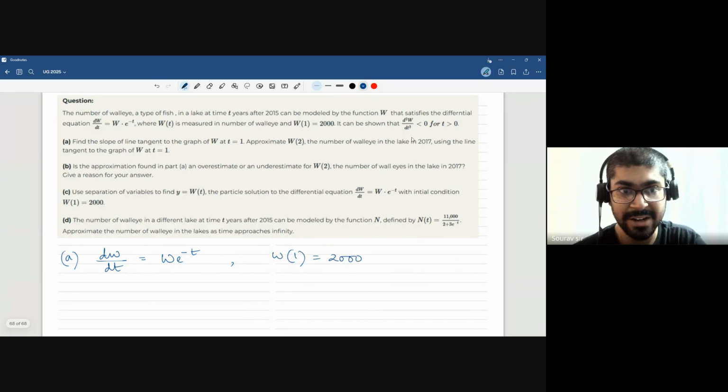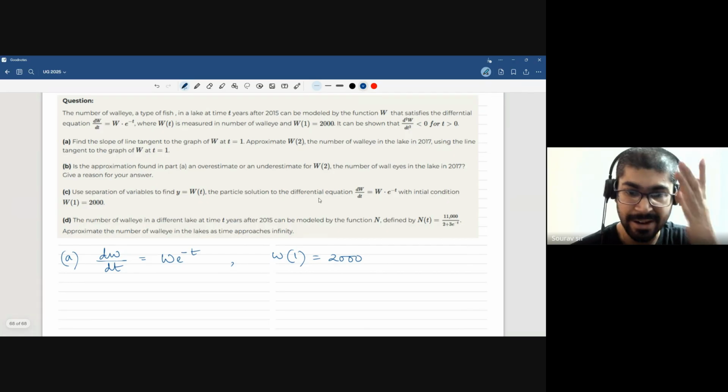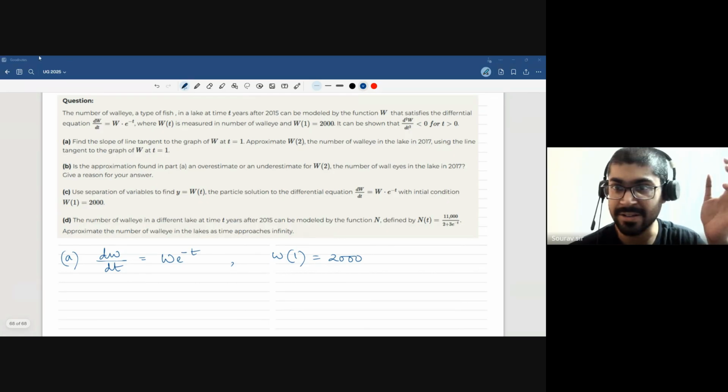Okay, it can be shown that that is given. Most likely in exams nowadays this won't be given, right? This was quite a long ago, 2015. So, find the slope of the tangent to the graph at t equals to 1.